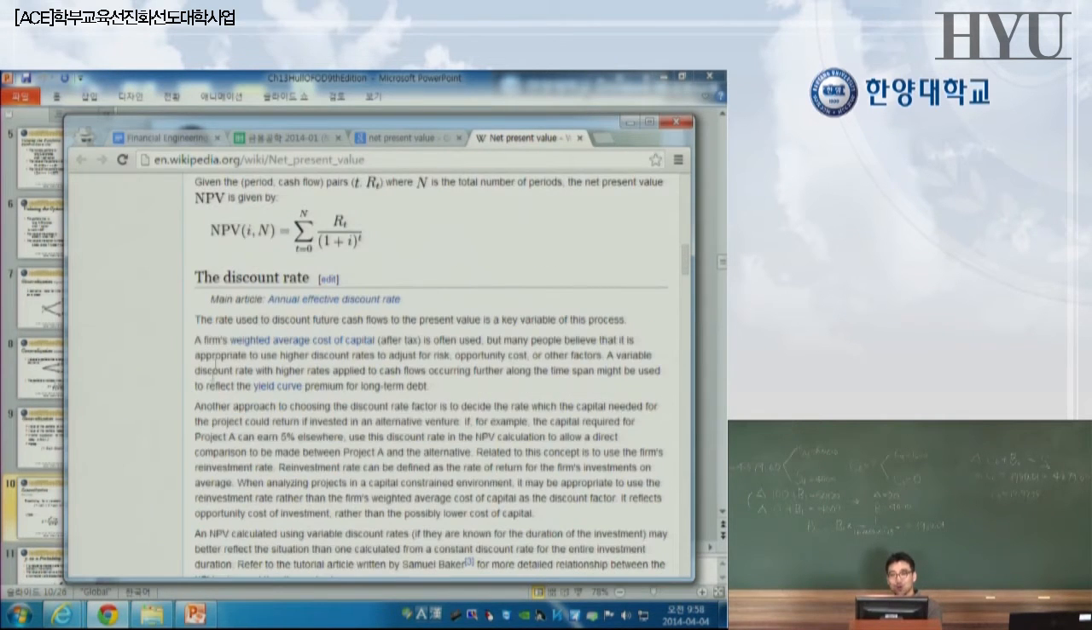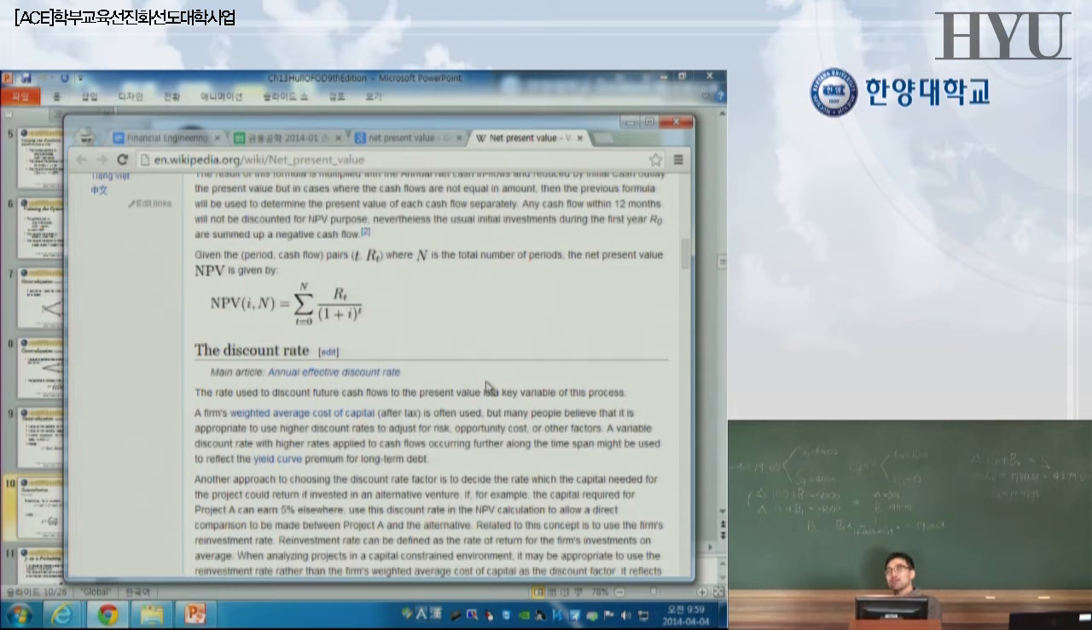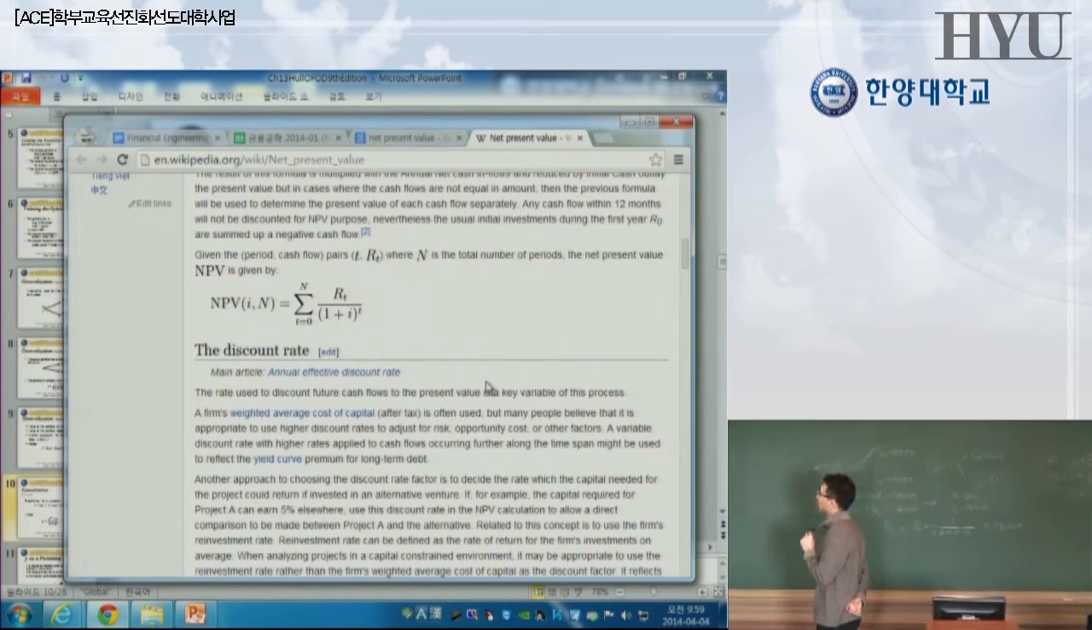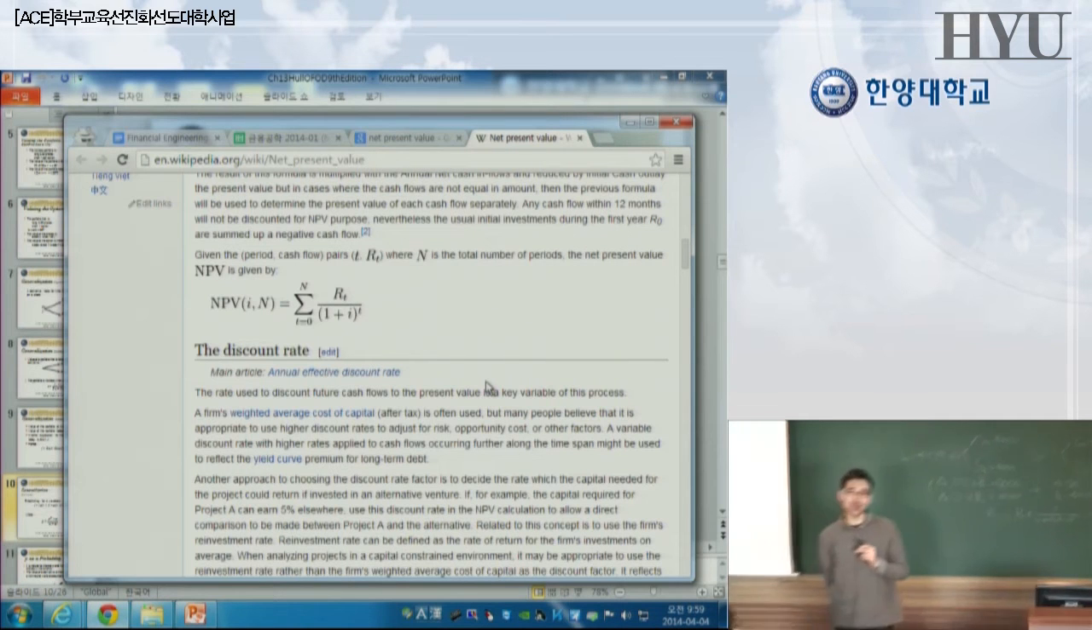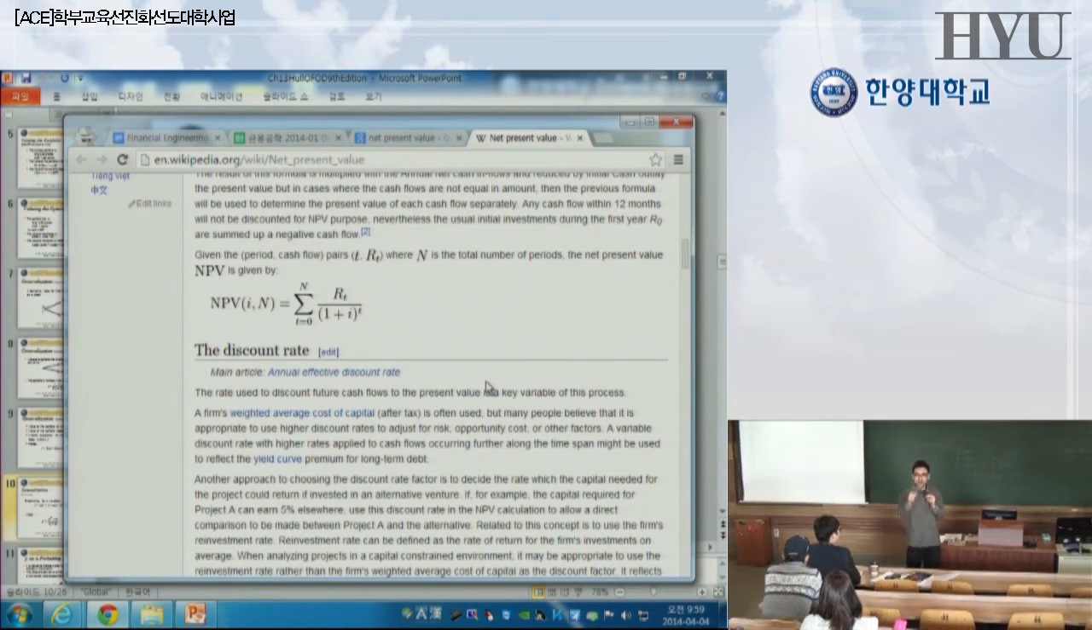Look, there is a whole discussion about discount rate in this Wikipedia, right? In NPV model or discounted cash flow approach in valuation, what kind of discount rate we should use? So what is that? How can we calculate the discount rate?